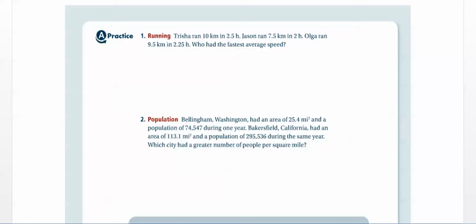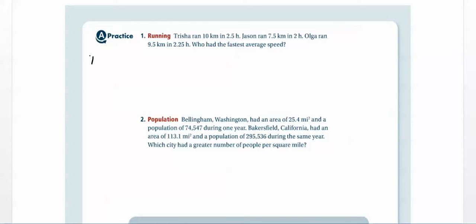It says, Trisha ran 10 kilometers in 2.5 hours. Jason ran 7.5 kilometers in 2 hours. And Olga ran 9.5 kilometers in 2.25 hours. Who had the fastest average speed? So in order to compare their speeds, we need to get them into unit rates.